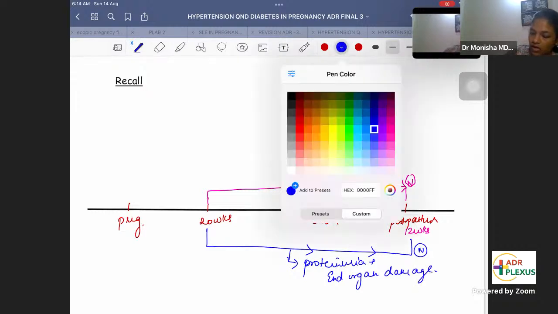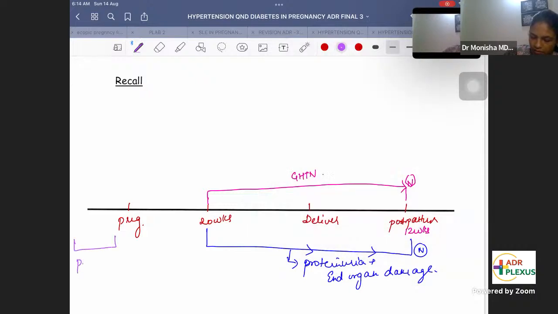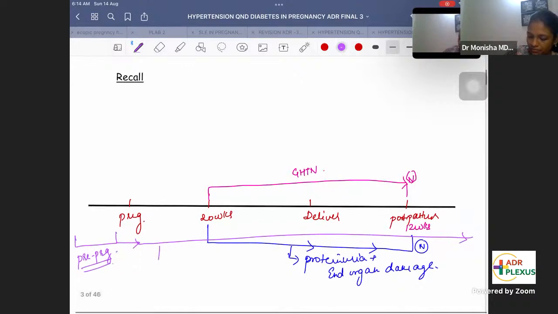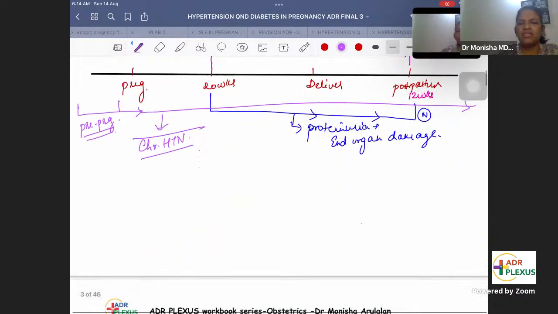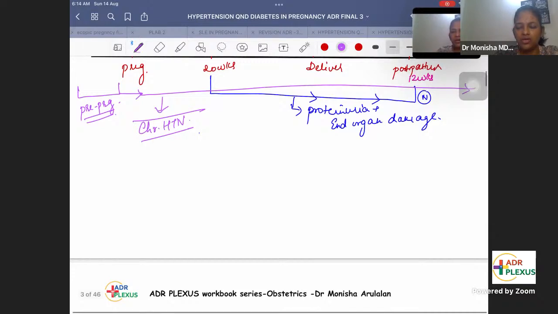When I say chronic hypertension, it starts from the pre-pregnancy state and continues in the pregnancy, and it will never return to normal. This is called chronic hypertension. This is a very simple pictorial thing to remember.